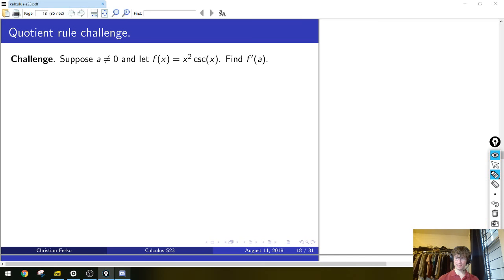But okay, last question in Act 2, then we will do Act 3. So the hint is we're using the quotient rule, but the first part of the challenge in this question is figuring out how to write this as a quotient. So, suppose a is non-zero, and our function f of x is x squared times the cosecant of x. How do we take the derivative to get f prime, the slope of the tangent line, at some point a, which is not 0? What do you think?